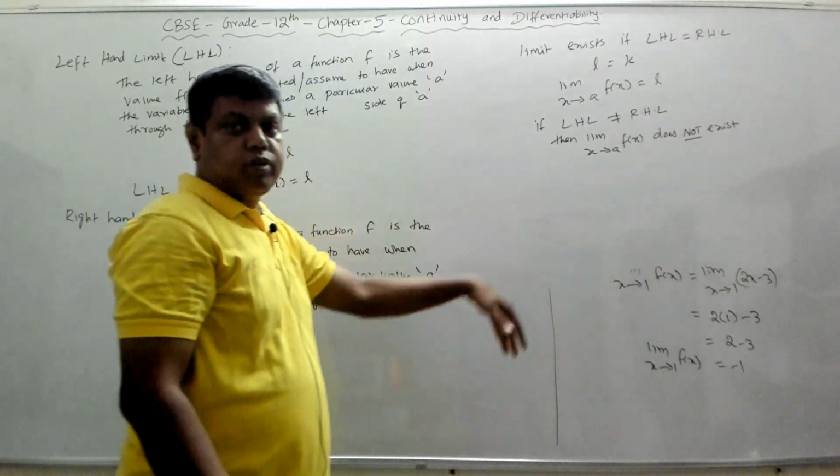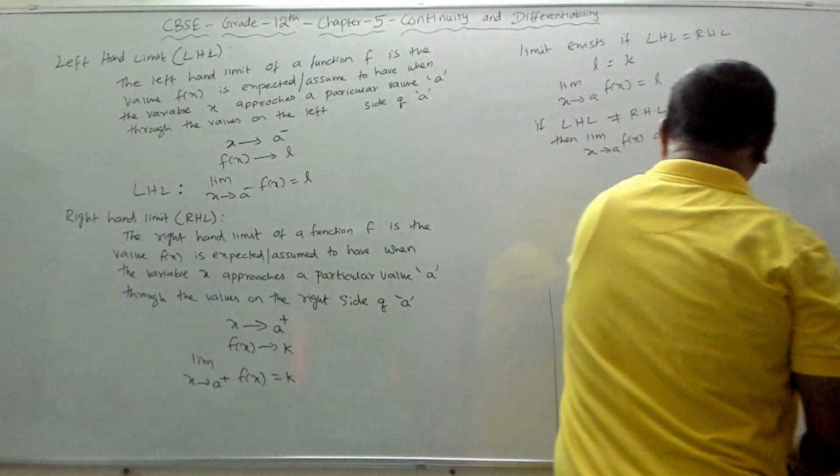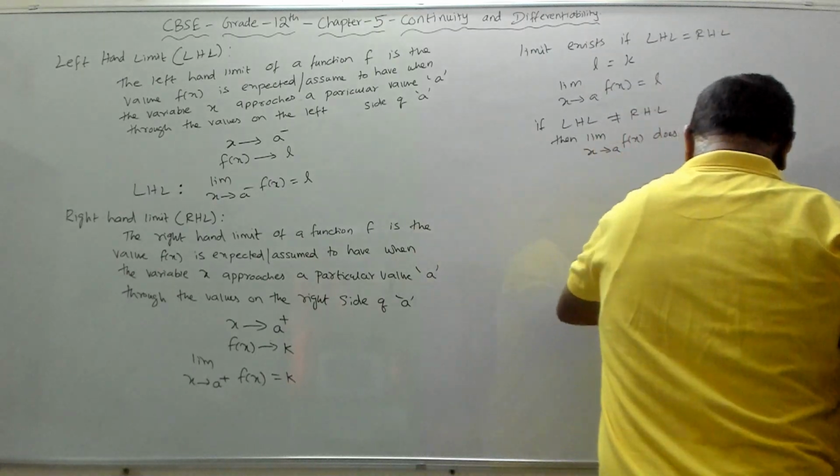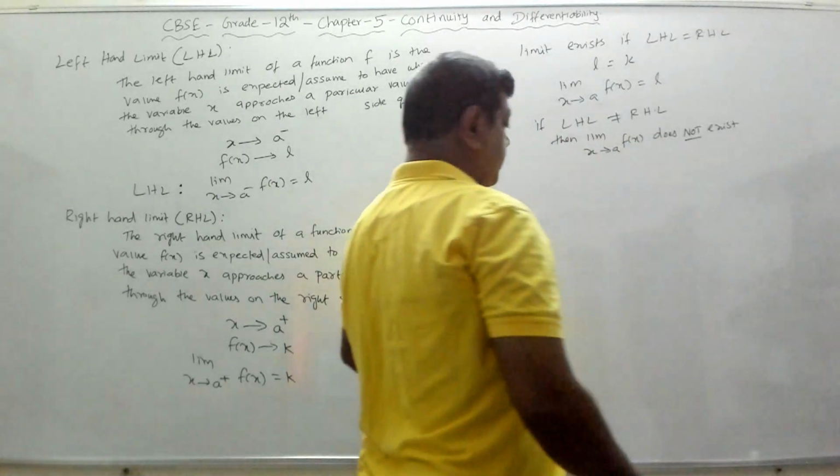So I will give you some examples wherein you will be able to understand what is left hand limit, right hand limit, and when do we say limit exists.